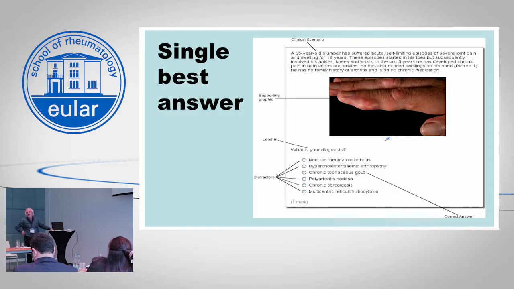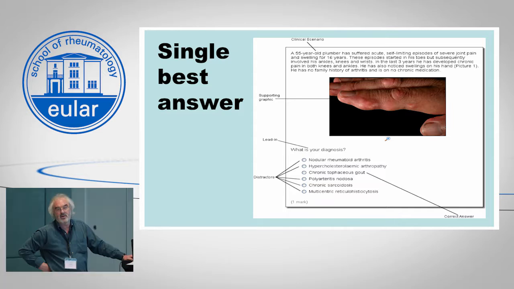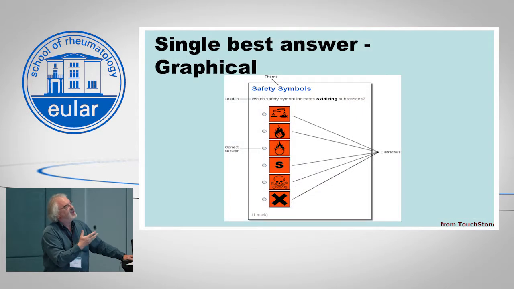Here's one where you have an image. So in this one you've got a clinical scenario at the top. You've got a supporting graphic. Okay, and then in this case you've got 6 options, and one's correct, and the others are known as distractors. Did I say that? The others are known as distractors. They distract you from the correct answer. Okay. It doesn't have to be words. It could be symbols. It could be images. This is a rather trivial sort of question where you have to identify a symbol.